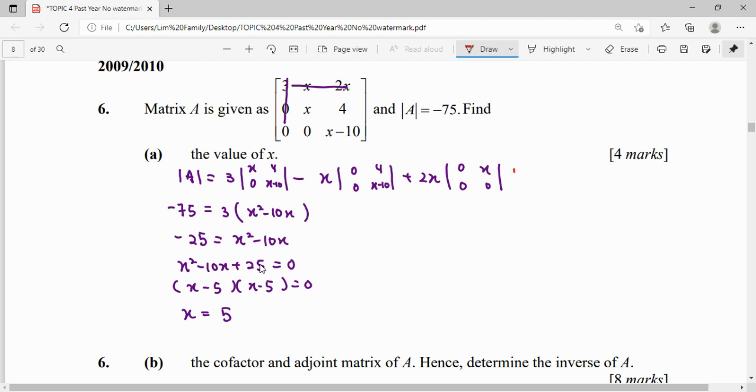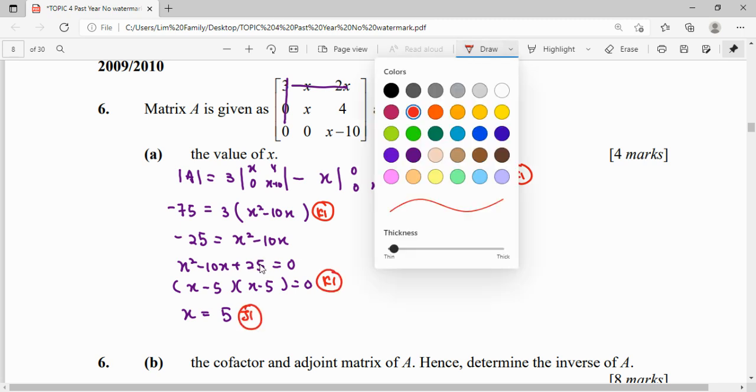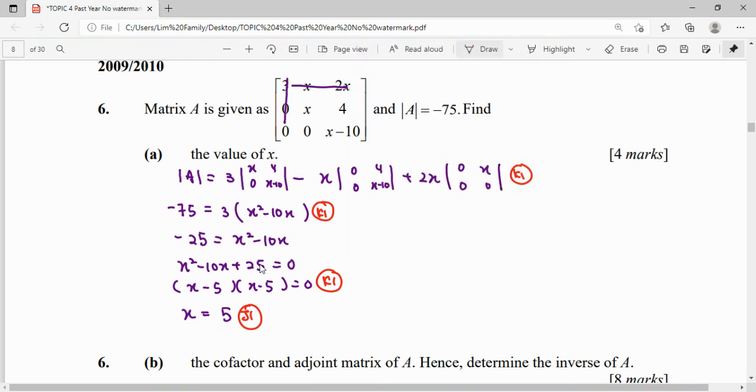For the first mark, it is how we apply our determinant concept, then how we simplify the AD minus BC. Then for the quadratic, you have to show how you solve your quadratic by factorization and get to the answer of x. Once we get our answer of x, our matrix here can be filled in with complete elements.